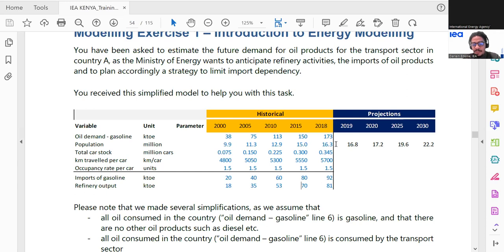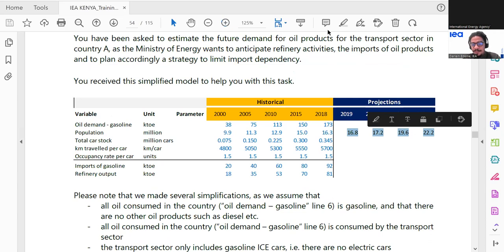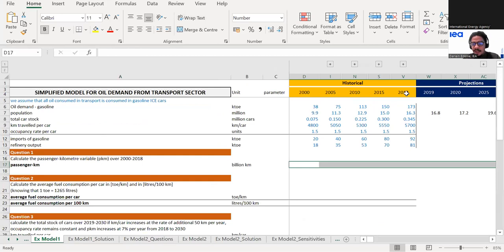The only data you have for the future are these projection values, which come from, again, demographic offices or the Office for Statistics, which do projections in order to understand how, for example, the population of a country will evolve in the next years. So I was able to open my Excel file, so I will move to the Excel file.